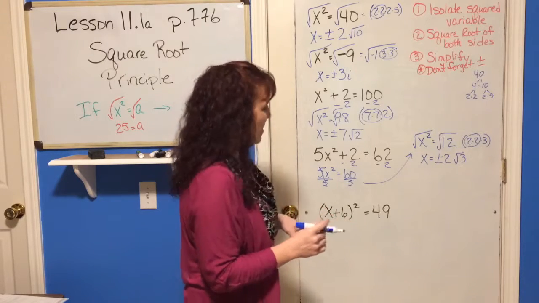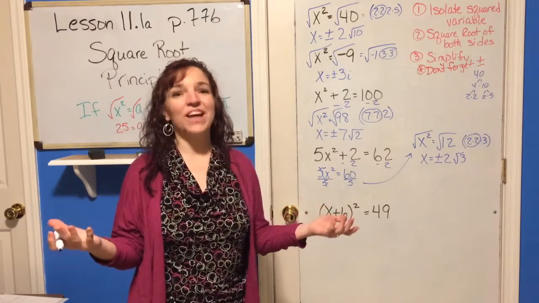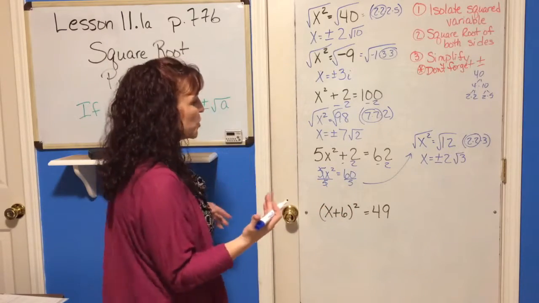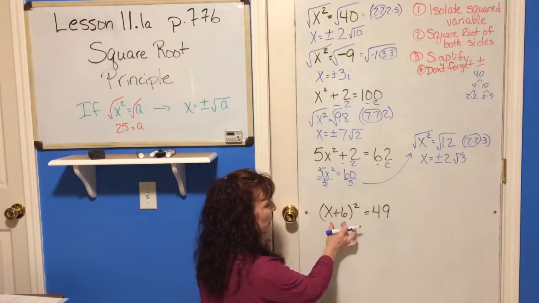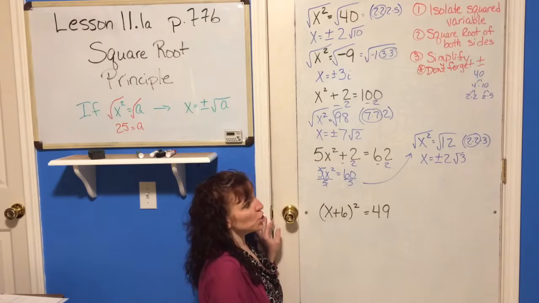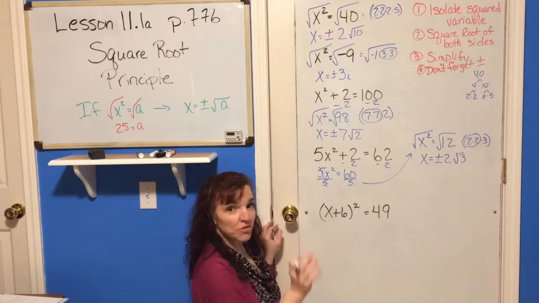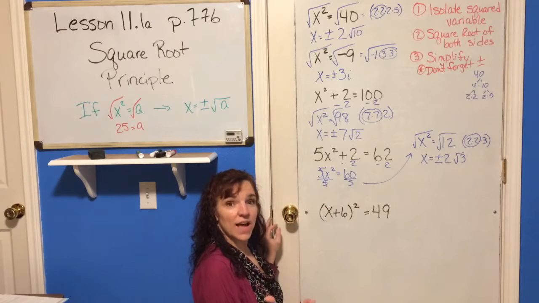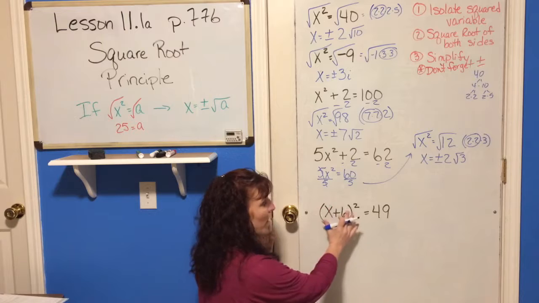All right, now let's get a little bit more. It'll be a little bit scarier looking, but actually these are even easier. So what you've got going on here is this whole binomial is squared. All right, so my steps are a little bit misleading when I say isolate the squared variable. I guess I should say isolate the squared term. It could be just a variable. It also could be this whole binomial.